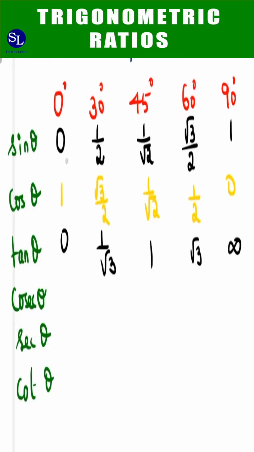Now for cosecant theta, simply flip the sine theta. So 1 by 0 is infinity. This is 2. This is root 2. This is 2 divided by root 3. And finally 1 by 1 is 1.